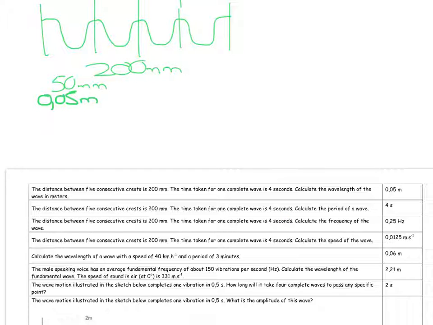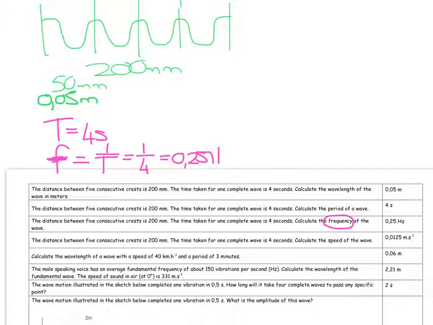So what they're saying is that one wave is 4 seconds, so the time taken for one wave is the period of a wave. That's the definition. So therefore, period is equal to 4 seconds, which means that the frequency is going to be equal to 1 over the period, which is equal to 1 over 4, which is 0.25 hertz.